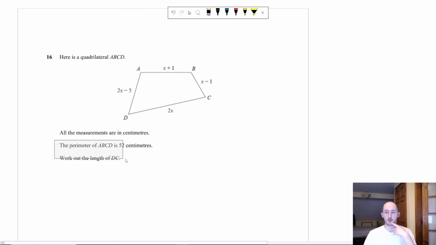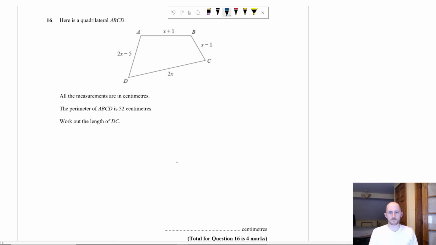So, it tells me the perimeter is 52 centimetres. And what is the perimeter? The perimeter is all of these lengths added together. So what if I just added all of these sides together? Right? Okay. So x plus 1. So I've done this one. Plus x minus 1. So I've done this one. I like to tick them off because I do have a tendency to miss things out. Plus 2x minus 5. There you go. Now, that equals 52, right? Because that's what it tells me here.